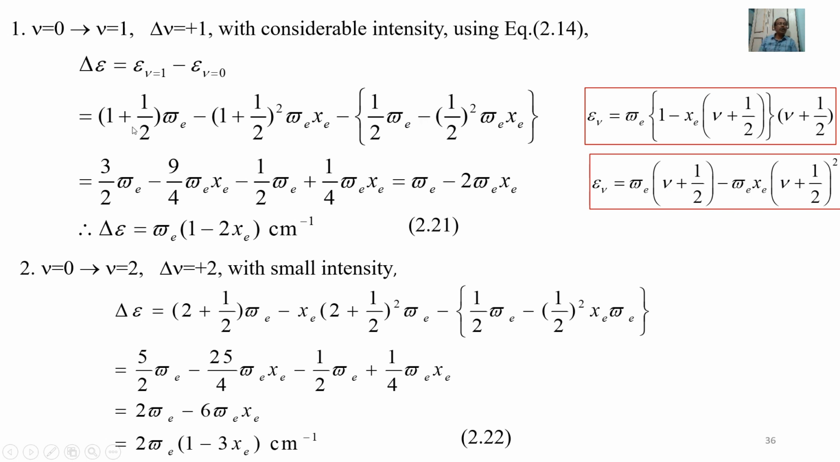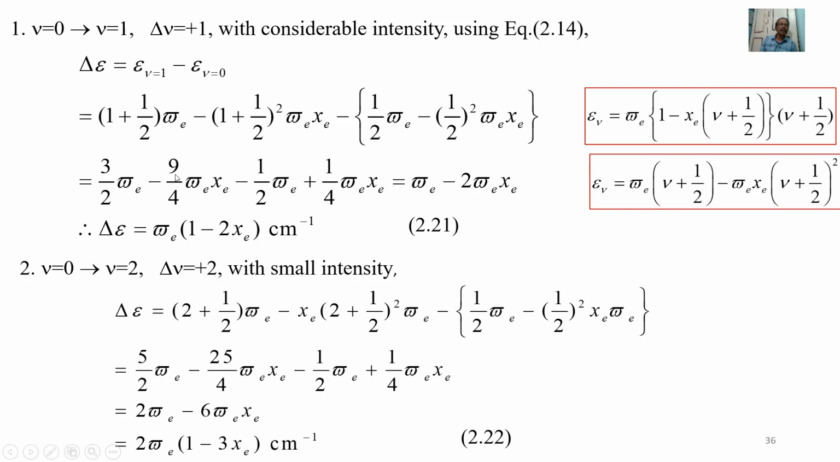1 plus 1 by 2 is nothing but 3 by 2 omega bar E. The next term will be 3 by 2 whole square, which is minus 9 by 4 omega E x E. And this term stays as it is, and this term is nothing but plus 1 by 4 omega E x E. Now we simplify the first term and third term. So this is 1.5 omega E, and this is half omega E. That will give us 1 omega E. And take the second term and fourth term.